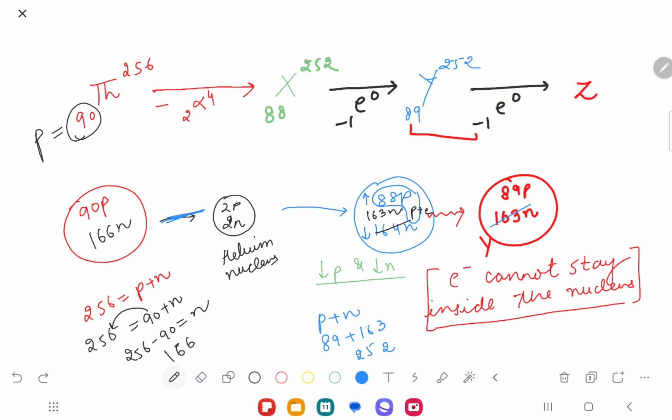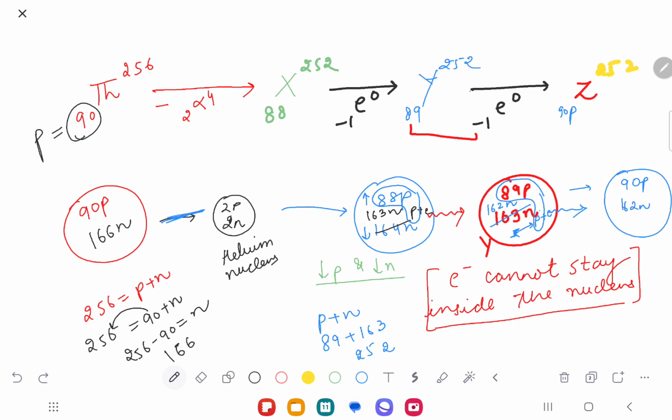Now again one neutron breaks. So I will be left with 162 neutrons. And that one neutron shall break into proton plus electron. That electron will again come out. So again the new proton number shall be 90 protons and 162 neutrons. So I will have 90 protons and 252 shall be the mass number now.